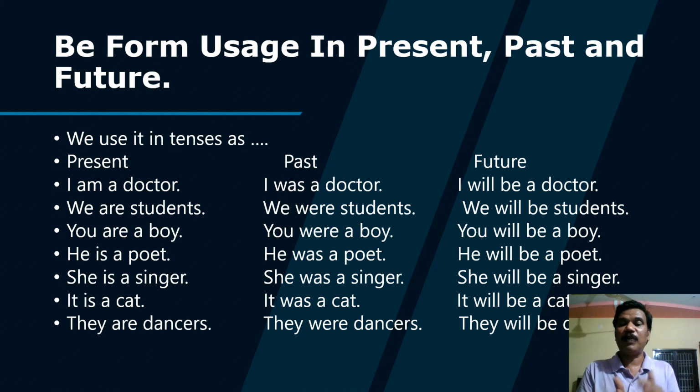See, present and past totally changed into future. In future, what do we use? Will. What is will? It is the indication of future tense. When you want to speak in future tense, you need to use will. Later we learn there are many rules, but first learn how to construct be form in tenses.